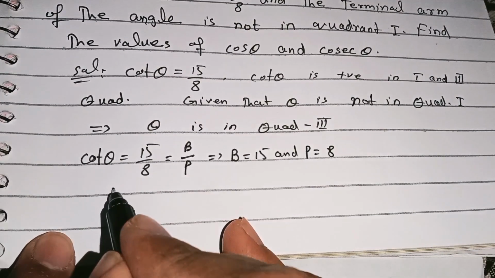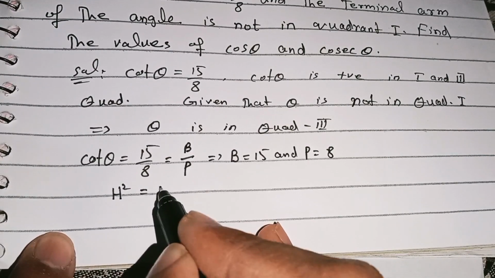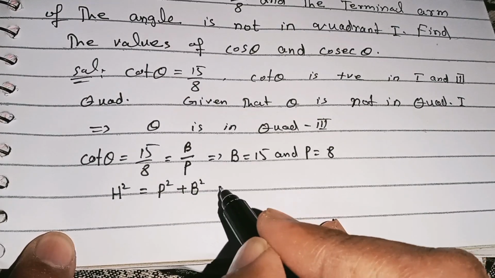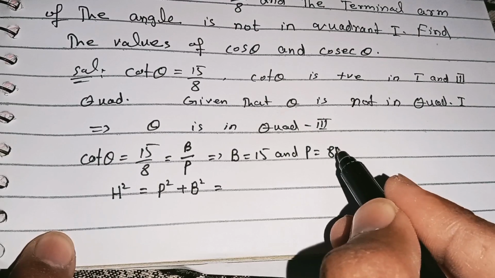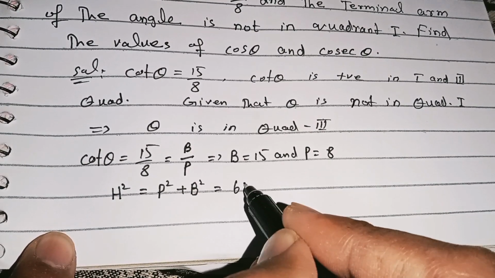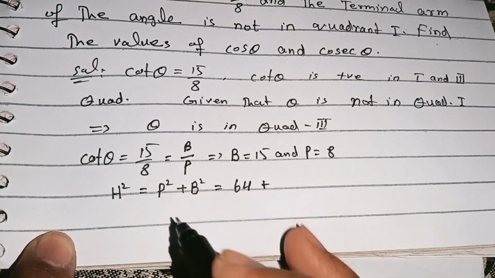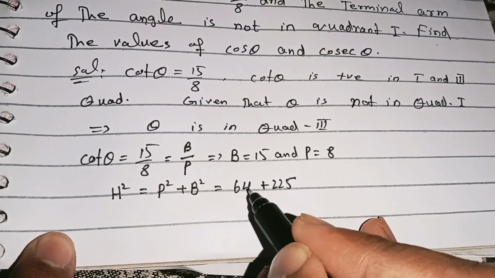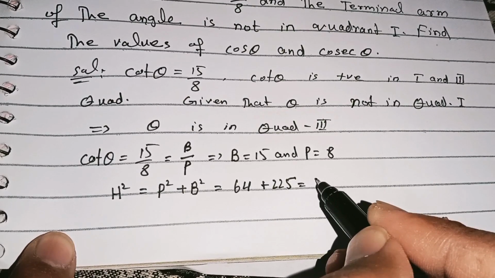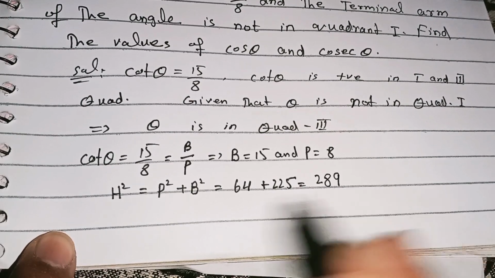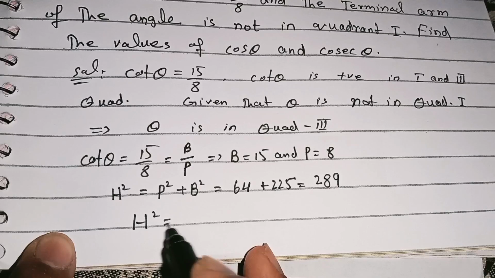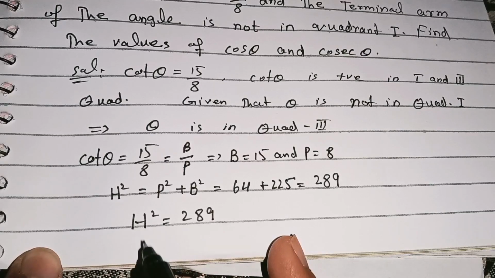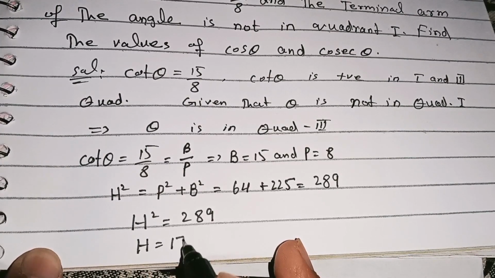Now we use Pythagoras theorem. H square is equal to p square plus b square. The value of p is 8 and the square of 8 is 64, plus the value of b is 15 and square of 15 is 225. After adding these values, we have 289. H square is equal to 289. Taking under root on both sides, h will be equal to 17.